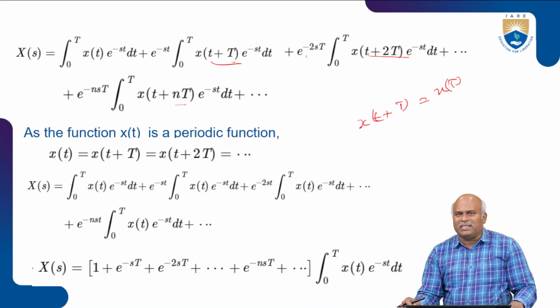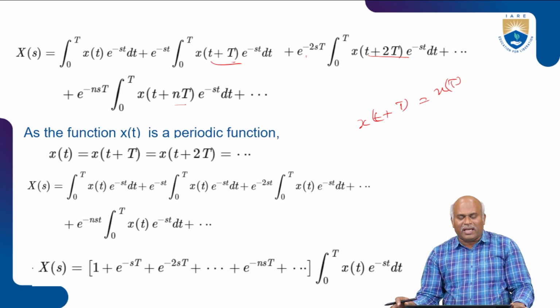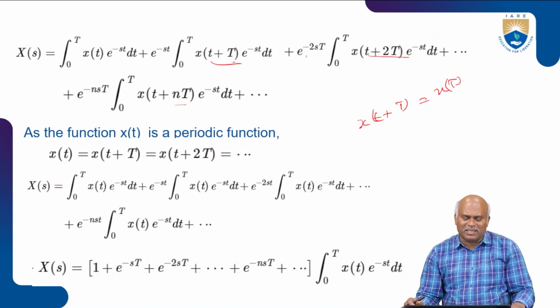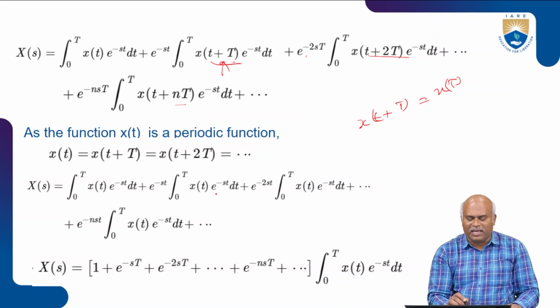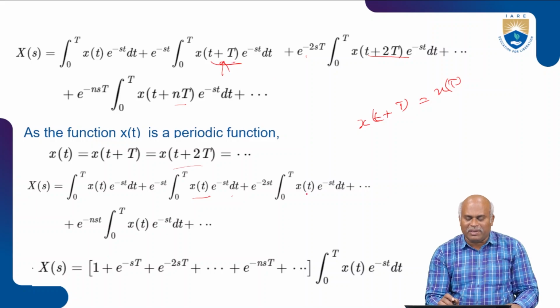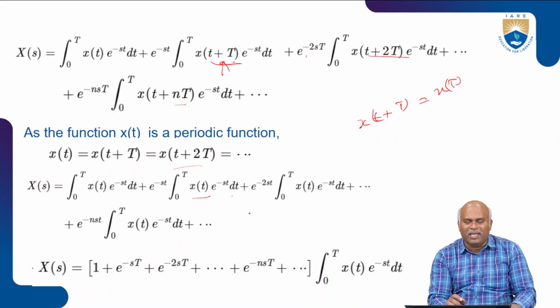We need to simplify. As a periodic signal, x(t) is equal to x(t+T), x(t+2T), and so on up to any level, and we can represent all of these as x(t). So we can substitute x(t) for x(t+T) and x(t+2T). Here, x(t) e^(-st) times e^(-sT) becomes x(t) e^(-st) dt. For the next case, x(t+2T) e^(-2sT), the integral from 0 to T of x(t) e^(-st) dt, up to the nth position, e^(-nsT), the integral from 0 to T of x(t) e^(-st) dt.